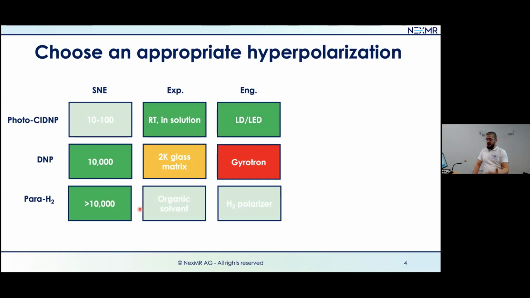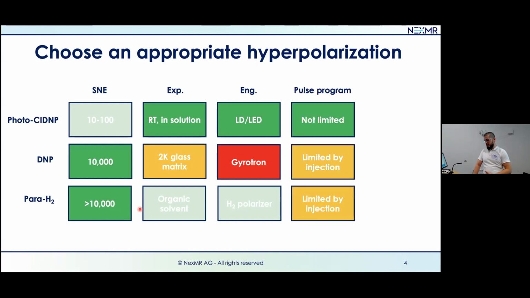And for para-H2, hydrogen polarizers are not that expensive, but this is still some implementation in your lab that you need to make. In terms of pulse programs, one very advantageous thing for CIDNP is it's completely integrated in your pulse program. You can bring light at any moment. You have, literally, a light pulse that creates some polarization, and you can repeat scans, and at every scan you can create some polarization very quickly. So every second or so you can generate some polarization and measure something new and have 2D NMR, 3D NMR. But there are some limitations that I will discuss a bit later.